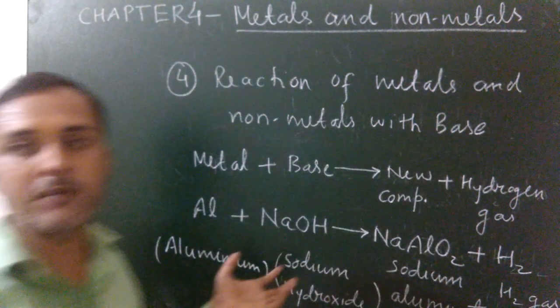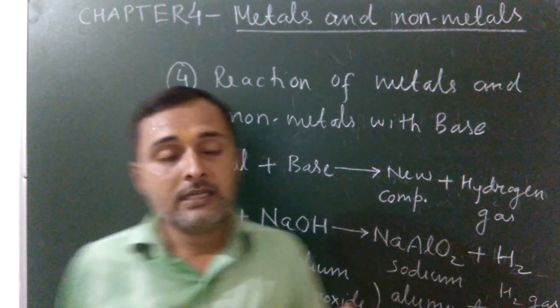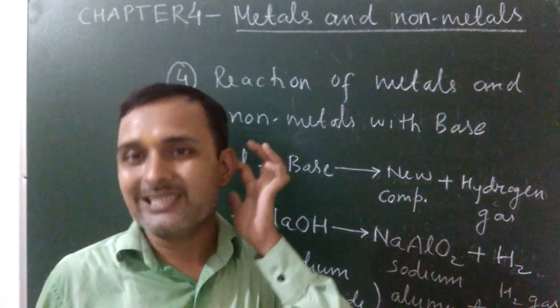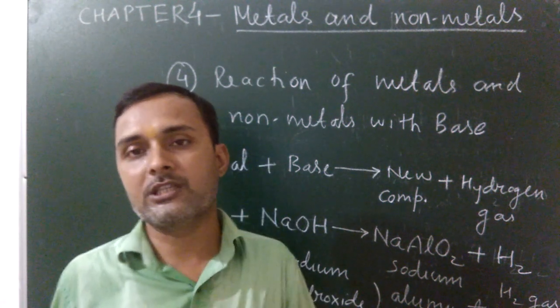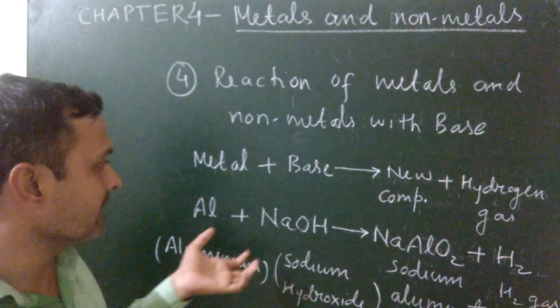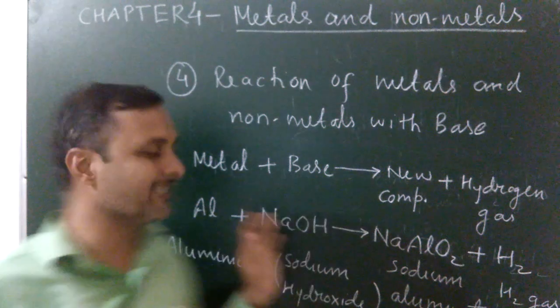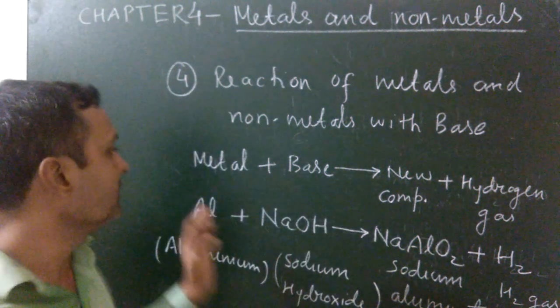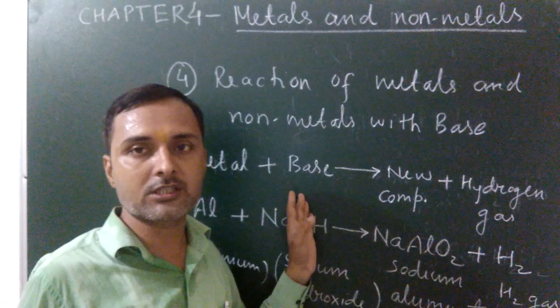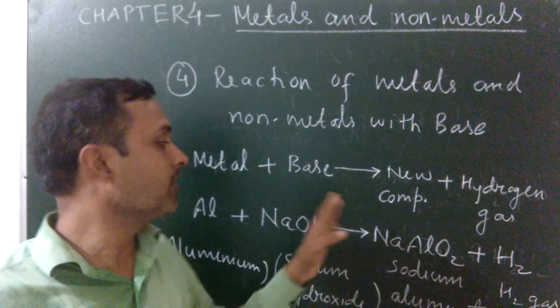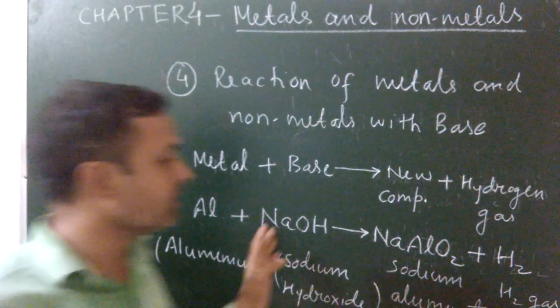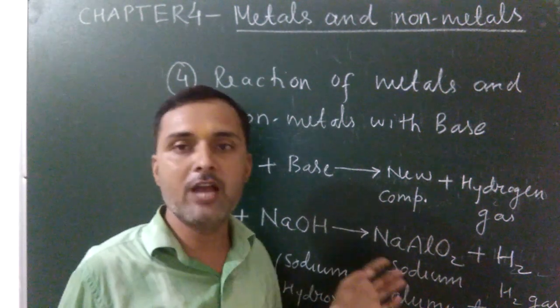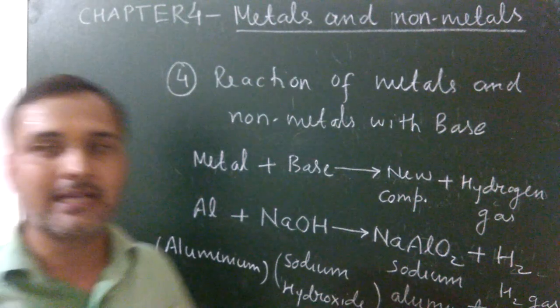So by this chemical reaction, you know, generally metals do not react with base at room temperature, but some metals like zinc and aluminum react with the base. When zinc reacts with sodium hydroxide, it will give sodium zincate, and when aluminum reacts with sodium hydroxide, it will give sodium aluminate and releases hydrogen gas.